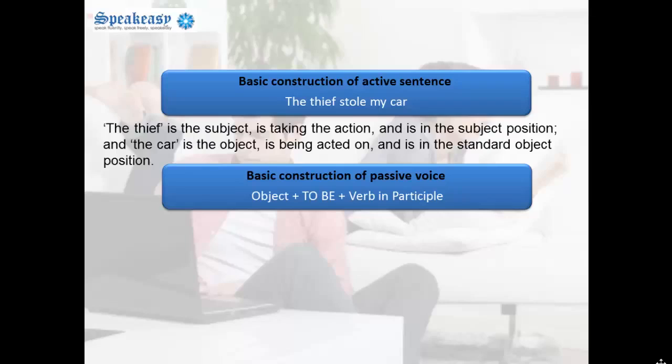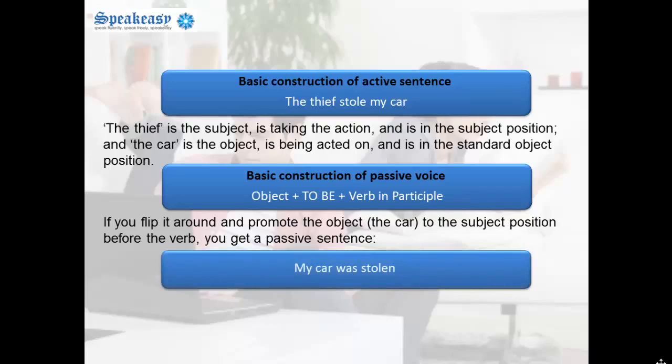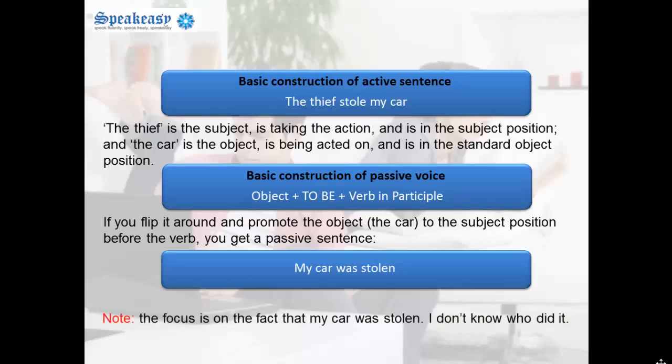Now let's look at the basic construction of a passive voice sentence. The object plus the verb to be, and the verb in the past participle. If you flip it around and promote the object, the car, to the subject position before the verb, you get a passive sentence. My car was stolen. The focus is on the fact that my car was stolen. I don't know who did it.